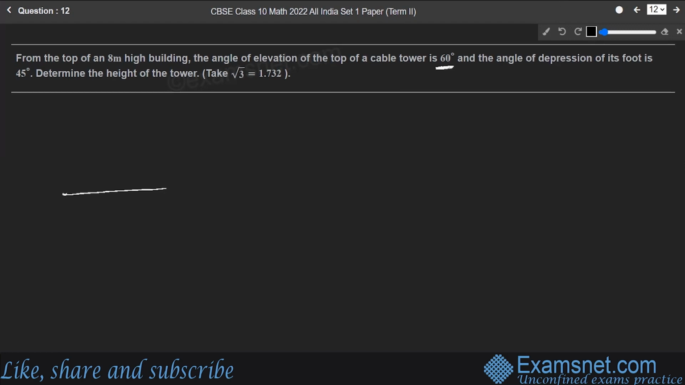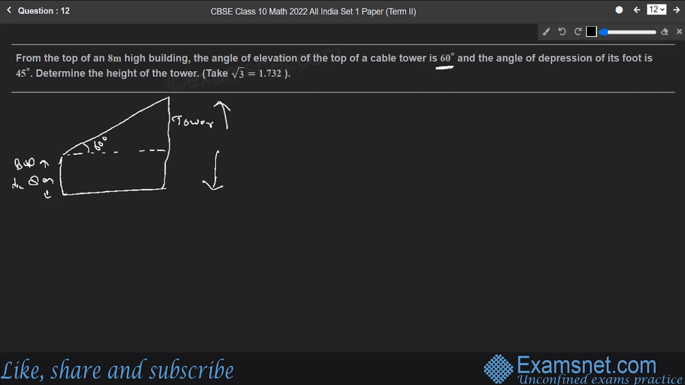Now there is a building given. So let us draw the building. This looks like the building. The height of the building is given to be 8 meter. So this is the height of the building. If we see the top of the tower, the angle of elevation from the roof of the building is 60 degrees. So this particular angle is 60 degree, and this is the top of the tower. Let us join this. This is the tower, and the height is supposed to be found out. So we'll assume some variable to this, and this side is the building.